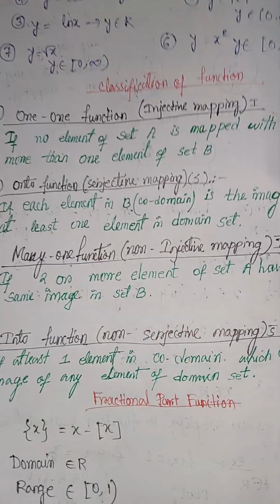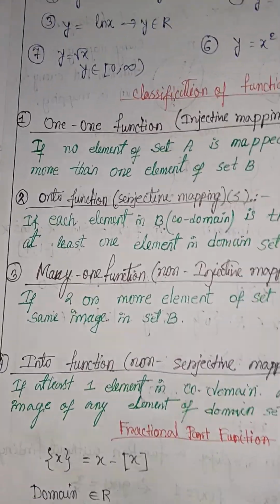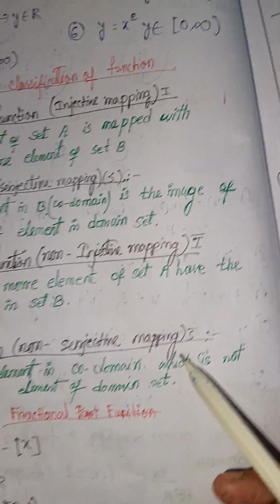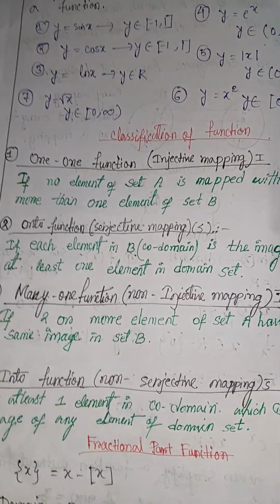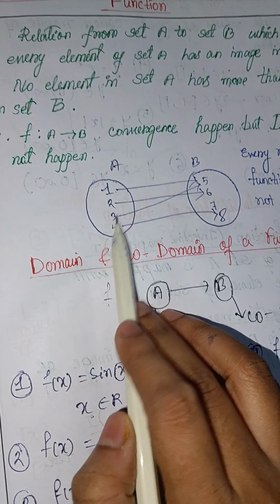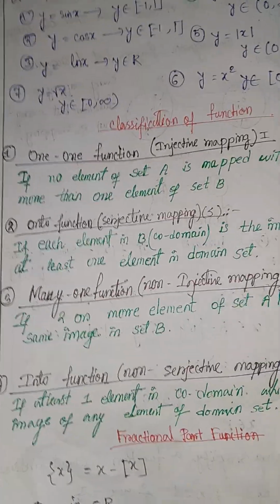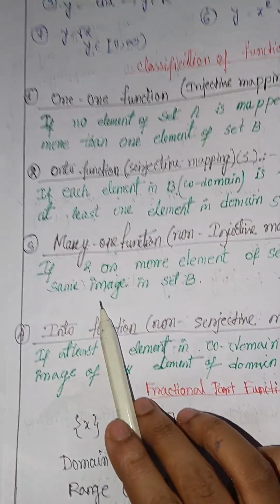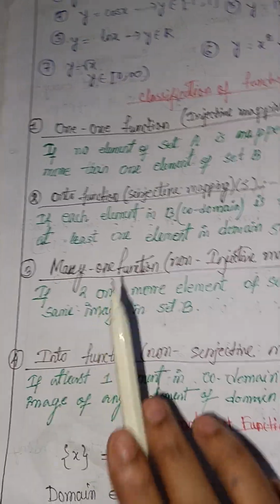Next, many one function. That is non-injective mapping. इसे भी हम इसको कह सकते हैं, that is if two or more elements of set A have the same image in set B. So that's so easy. Like 1 and 3 दोनों का ही 5 के साथ एक रिलेट हो गया है, एक मैपिंग हो गया है. So set A का 2 एलिमेंट और इससे भी ज़्यादा हो सकता है, जो कि सेम इमेज है, then that is called non-injective mapping or many one function.